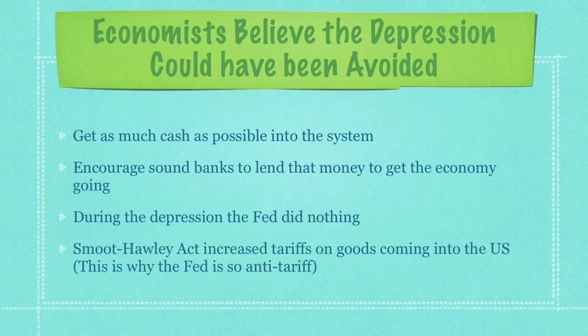Another thing that is pointed at as a major problem with the Depression was the Smoot-Hawley Act, which increased tariffs on goods coming into the United States. This is called protectionism. As the United States raised its tariffs, all of the other nations across the world also raised their tariffs, and they believe this caused a lot of problems with the United States and increased the overall length of the Depression. And this is also why the Fed and the government in general is very anti-raising tariffs.